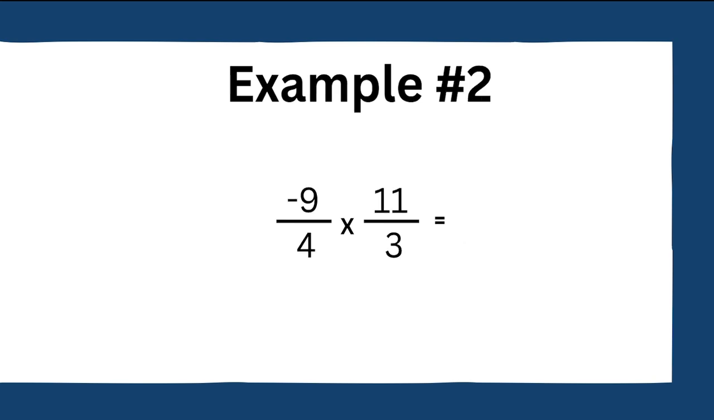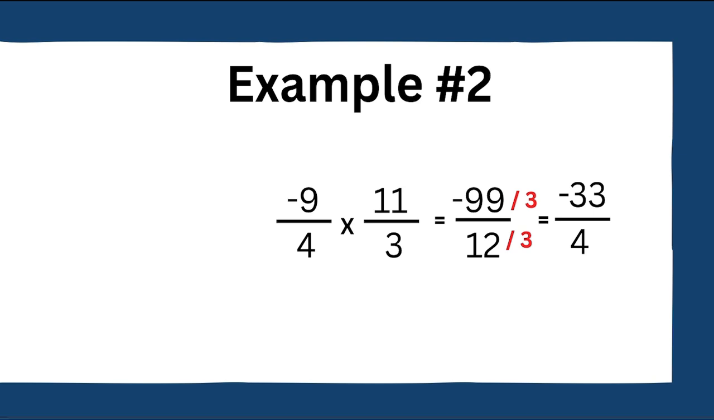Going on to my next example, I have negative 9 over 4 times 11 over 3. Pause the video if you would like to solve, or solve it with me. So, remembering that I'm just going to be strictly multiplying across because I see that multiplication sign, I'm going to do negative 9 times 11, and I get negative 99. And I'm going to do 4 times 3, and I get 12. Now that I have this, I'm going to want to simplify by their greatest common factor, which would be 3 for both of them. So negative 99 divided by 3 and 12 divided by 3, I get negative 33 over 4.